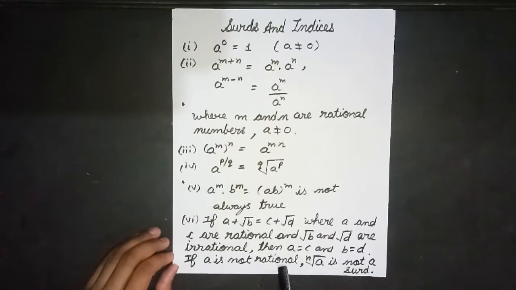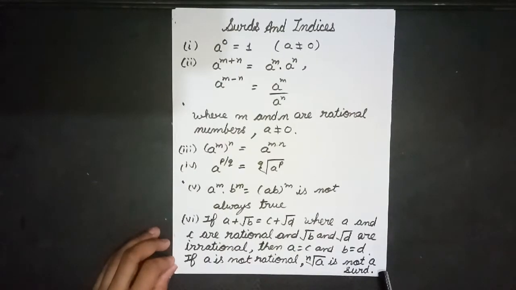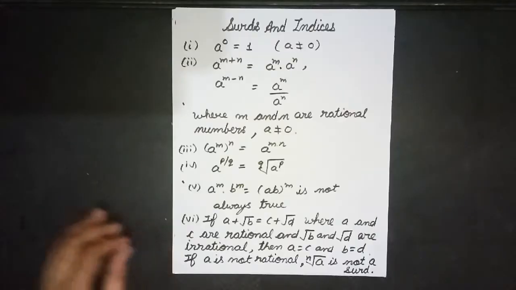If a is not a rational, then the nth root of a is not a surd. So these are some important results. So let's start with examples.